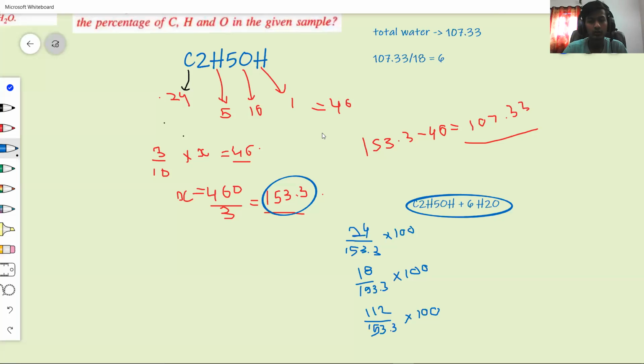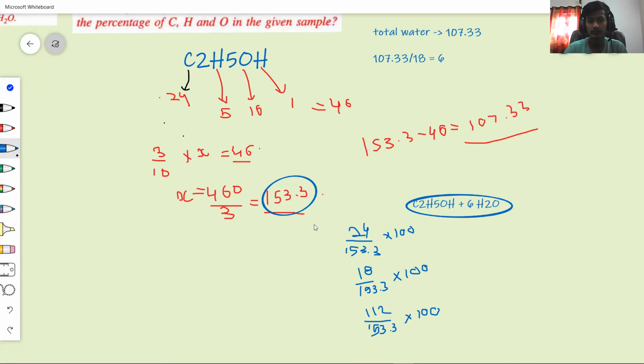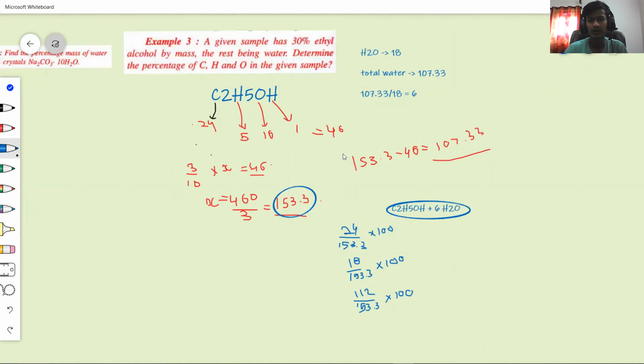Does anyone have a problem? Yeah, so I just confirmed the answer and it is correct. I'm also getting 15.65. The method in the book is slightly different, but it's the same thing that we have done. They calculated C2H5OH and water separately. We just mixed it. So our method is also short. I think it is more simple to understand, I should say. This is basic maths. Okay.